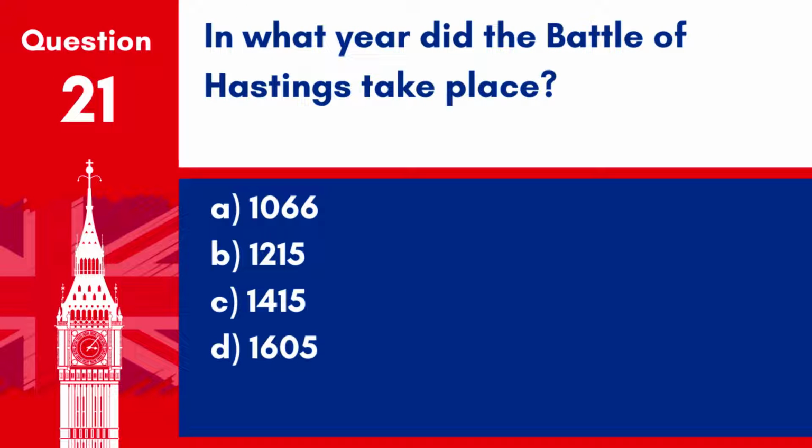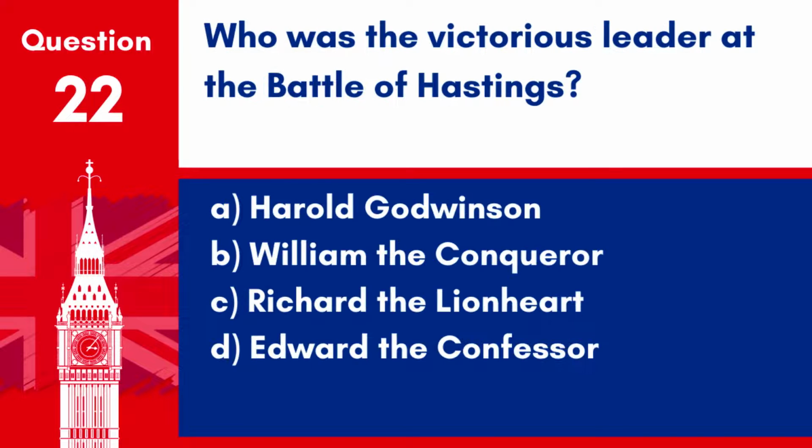Question 21. In what year did the Battle of Hastings take place? A. 1066. B. 1215. C. 1415. D. 1605. Answer A. 1066. The Battle of Hastings took place in 1066, marking a pivotal point in English history with the Norman conquest of England.